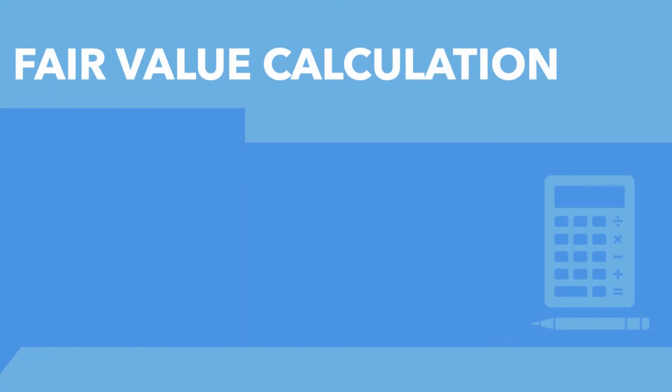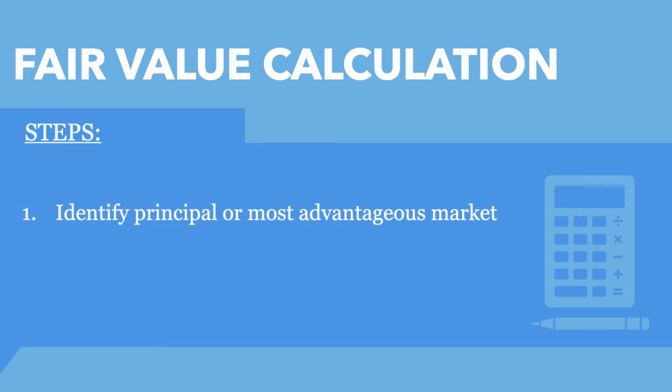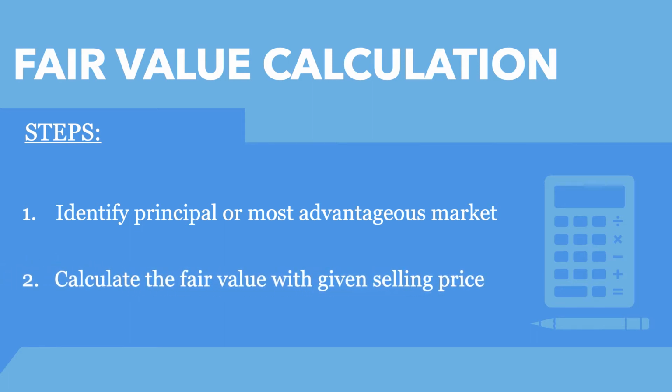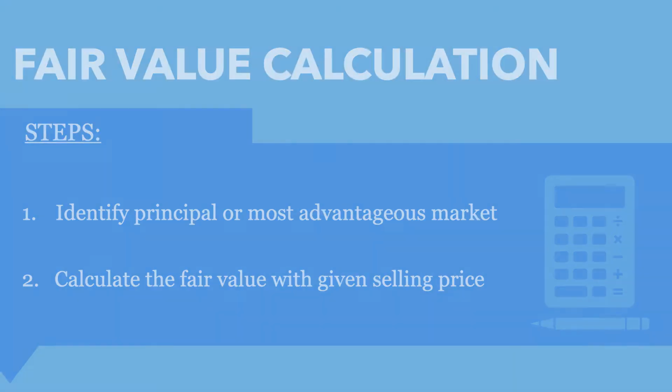Calculating the fair value involves two easy steps. First, we identify the principal or most advantageous market. And two, we will calculate the fair value with a given selling price.